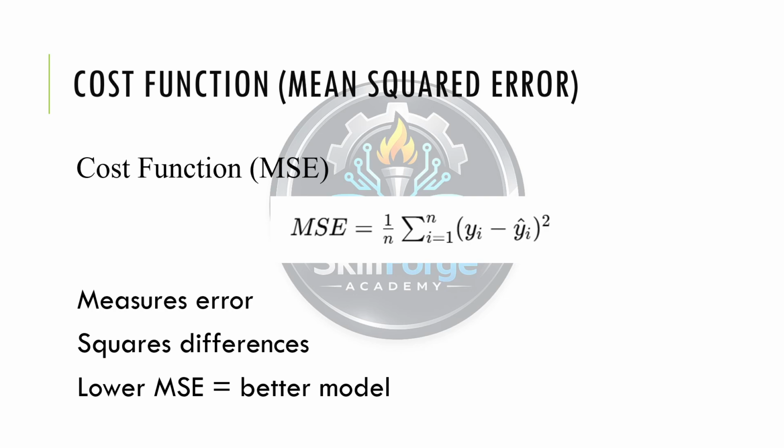Now we'll try to understand what a cost function is. We use something called a cost function, and one of the most common ones is mean squared error, or MSE. MSE calculates the average of the squared difference between the actual value and the predicted value. We square the difference so that all the errors become positive and large errors are penalized more. The goal of the model is to minimize this value. So the smaller the MSE, the better our model is performing.